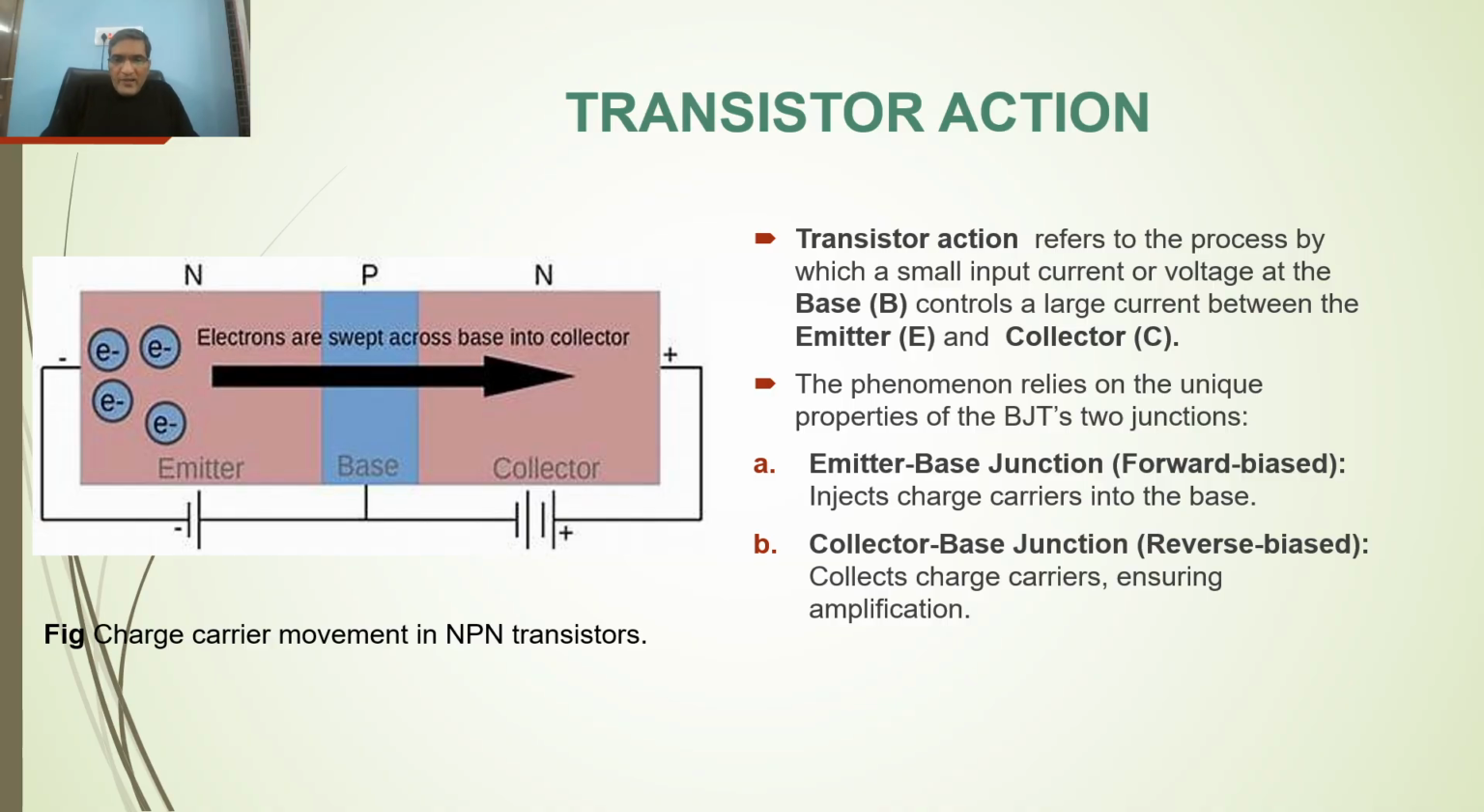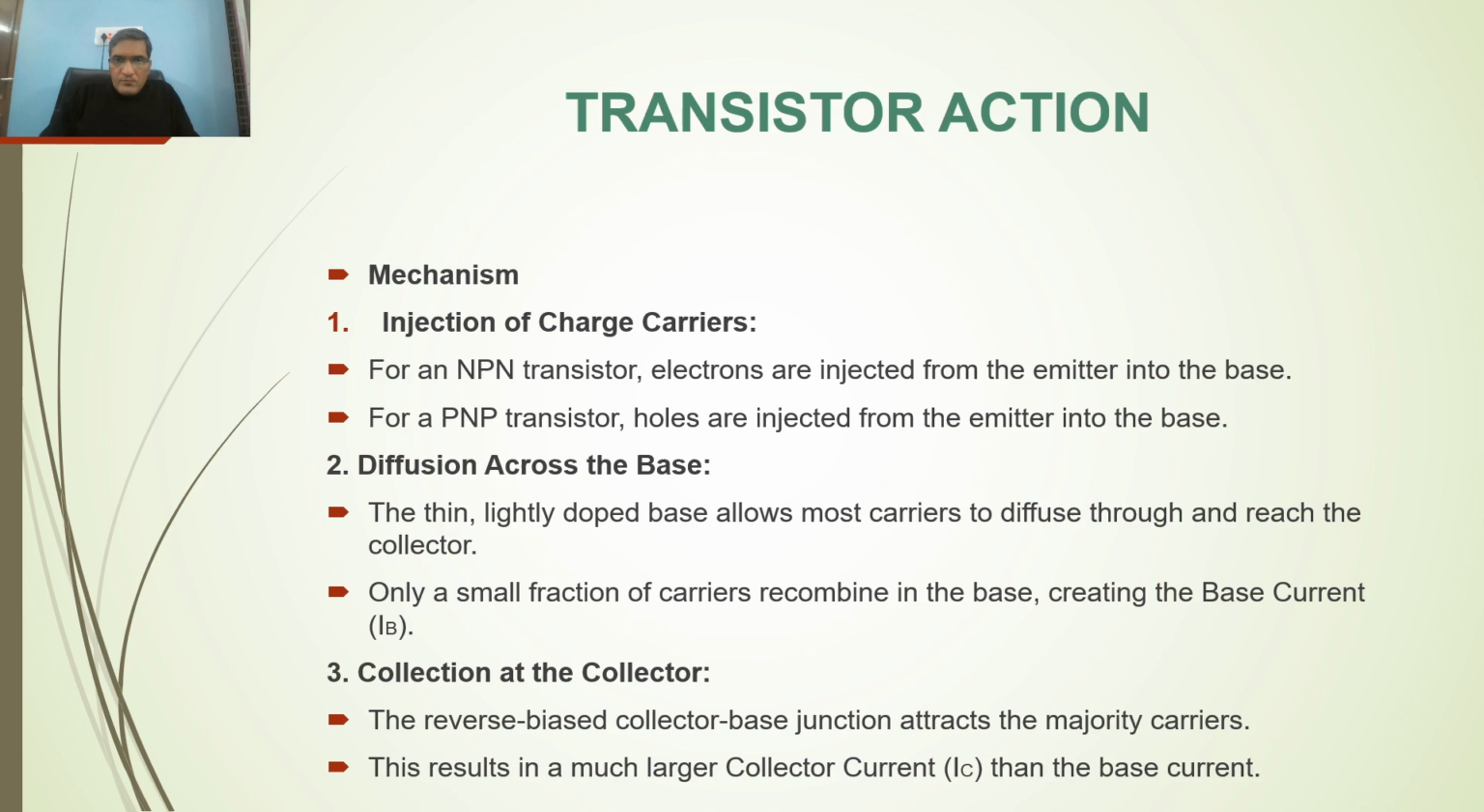Now move to the next slide. So here is some mechanism regarding the injection of charge carriers. As you see, for an NPN transistor, electrons are injected from emitter to base region. For a PNP transistor, holes are injected from the emitter to the base region.